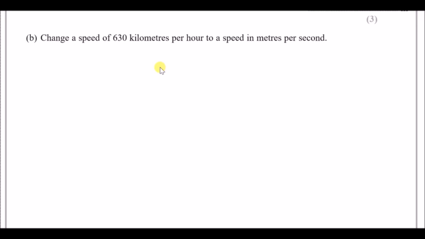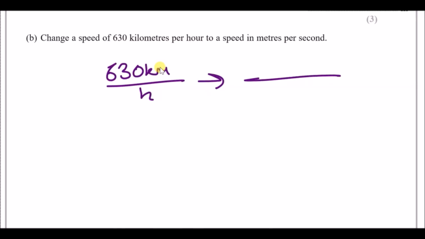Now next one, change a speed of 630 kilometers per hour to a speed in meters per second. All right, so let's write down 630 kilometers per hour into something meters per second. Not too bad. So first we change 630 kilometers into meters. If you want to do that, you multiply kilometers by 1,000, because there are 1,000 meters in 1 kilometer, so it'll be 630,000 meters. Now for 1 hour, we need to convert 1 hour into seconds.